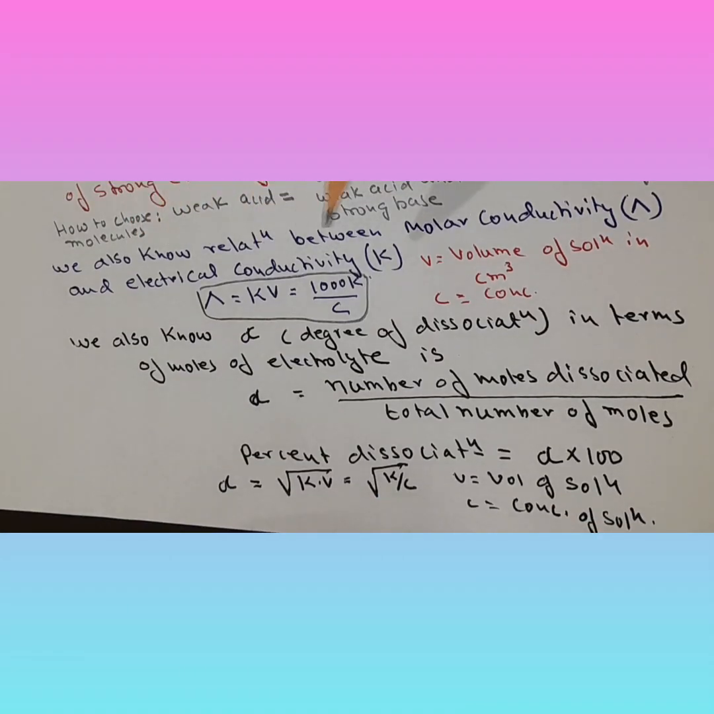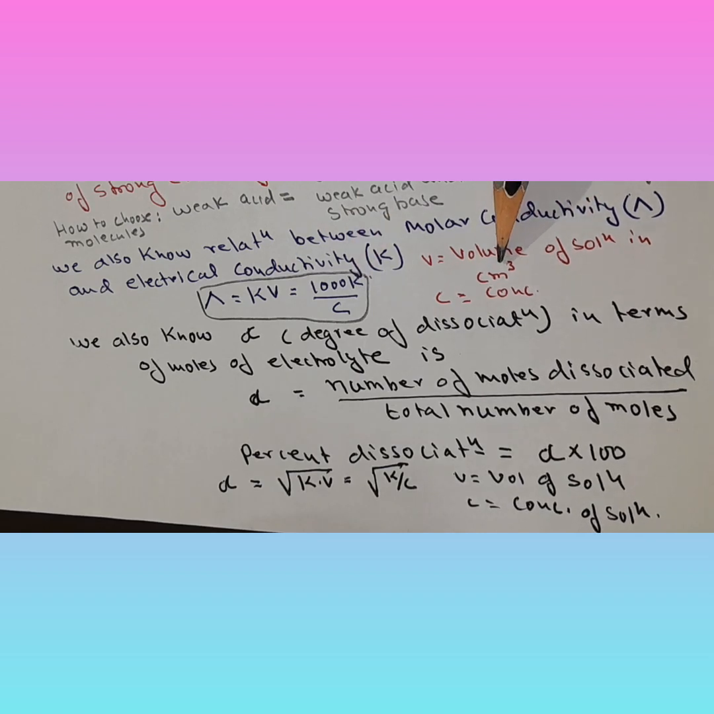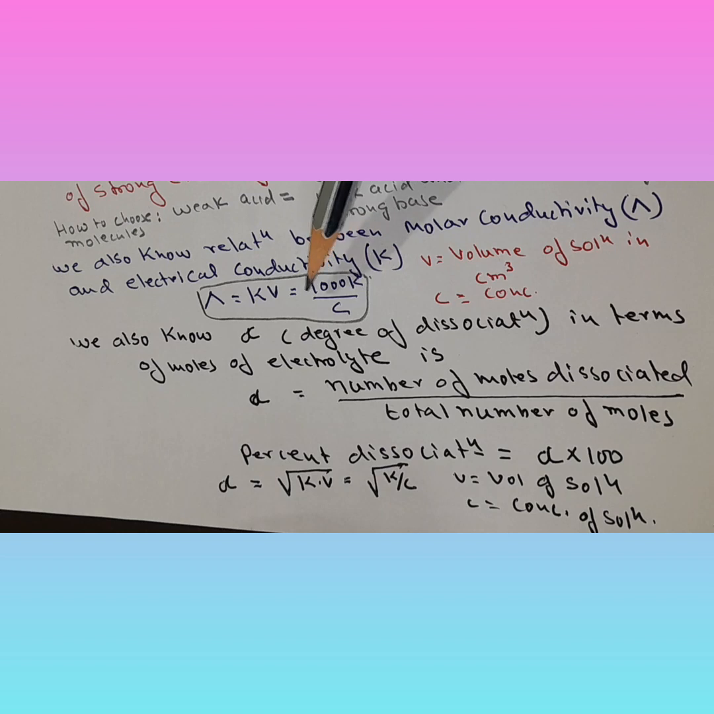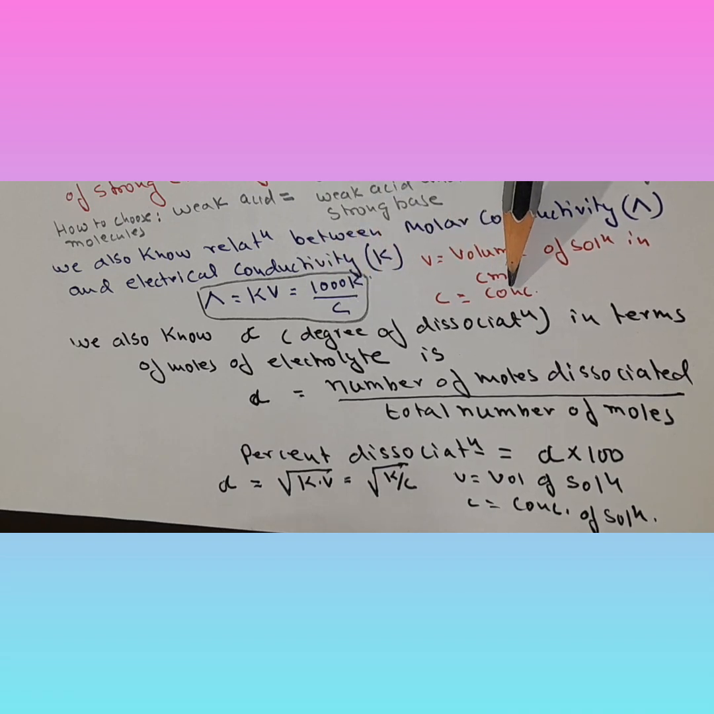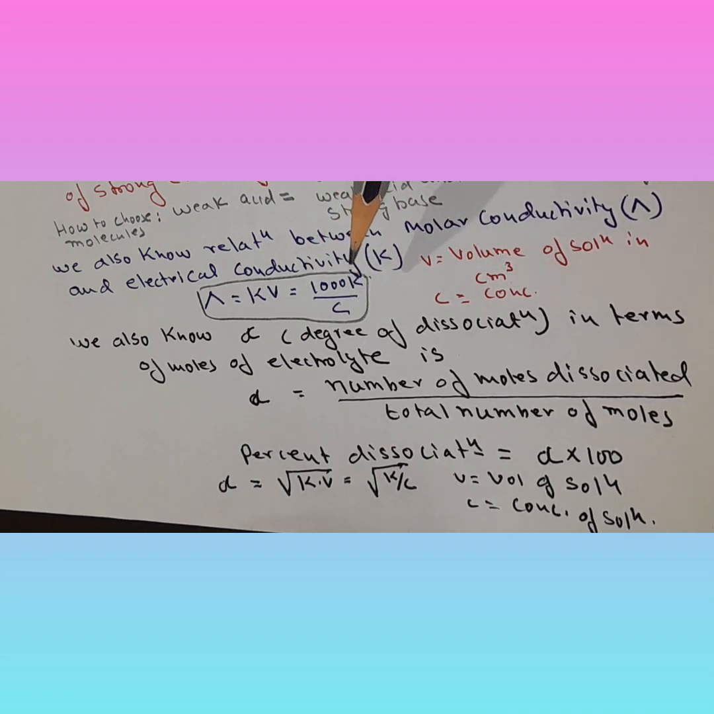So this is recapped. Now we also know the relation between molar conductivity and electrical conductivity K: molar conductivity is equal to kV, that is electrical conductivity into V, where V is the volume of solution in centimeter cube, and that's also equal to 1000 K upon C, where C is concentration. Guys, I'm just revising all these things because you would be requiring them in numericals in some way or the other.